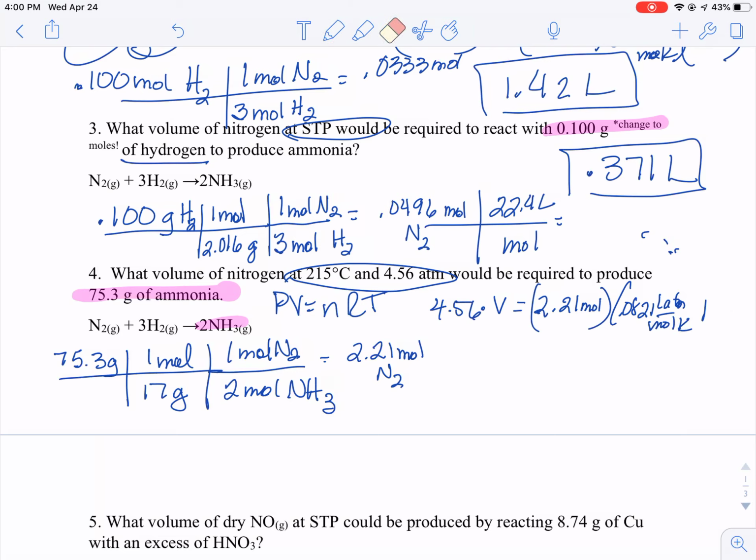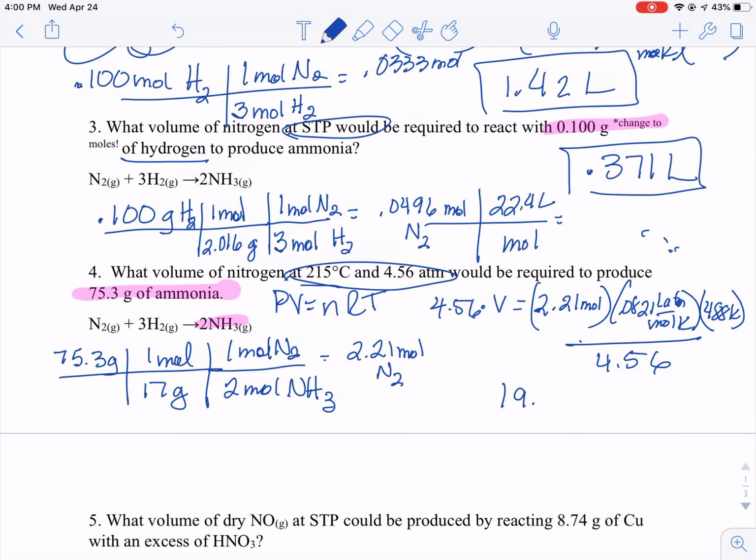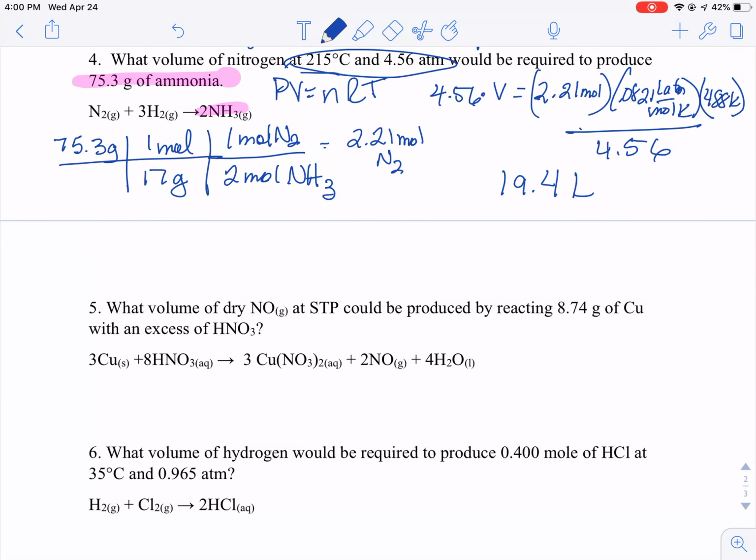And finally, if we add 215 to 273, we come up with 488 Kelvin, just like before. Divide both sides by 4.56. $19.4 liters. All right, we're going to stop there. We'll go over it more next week.